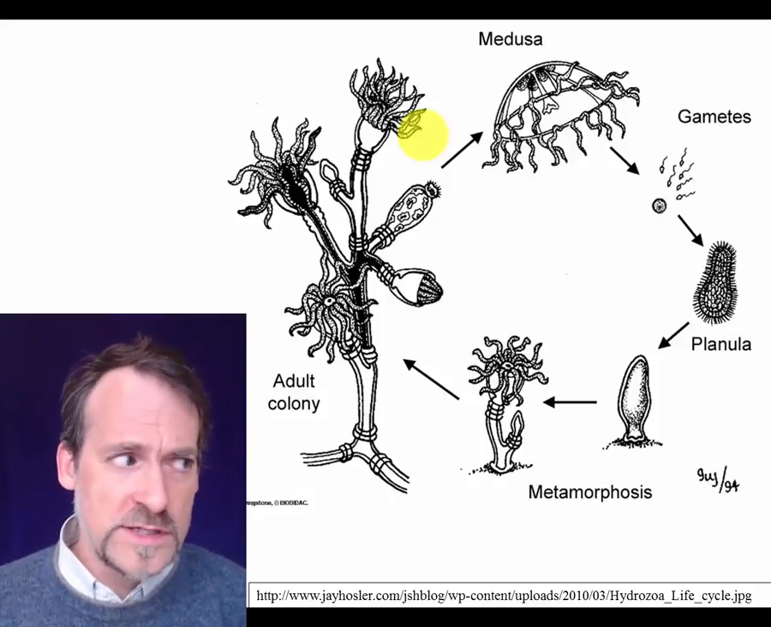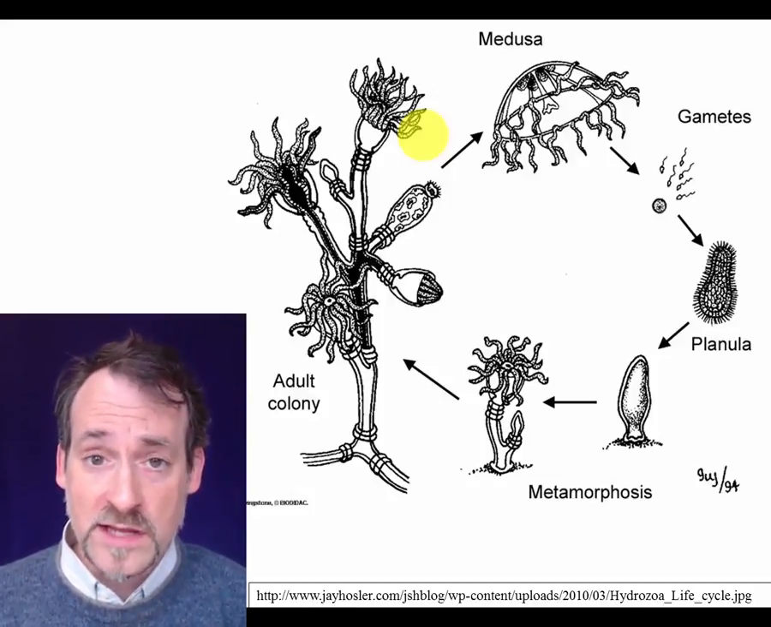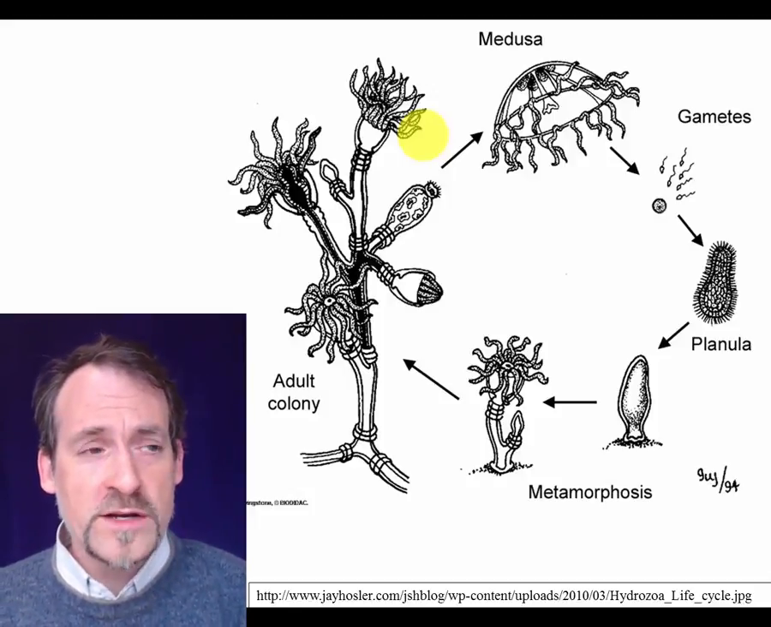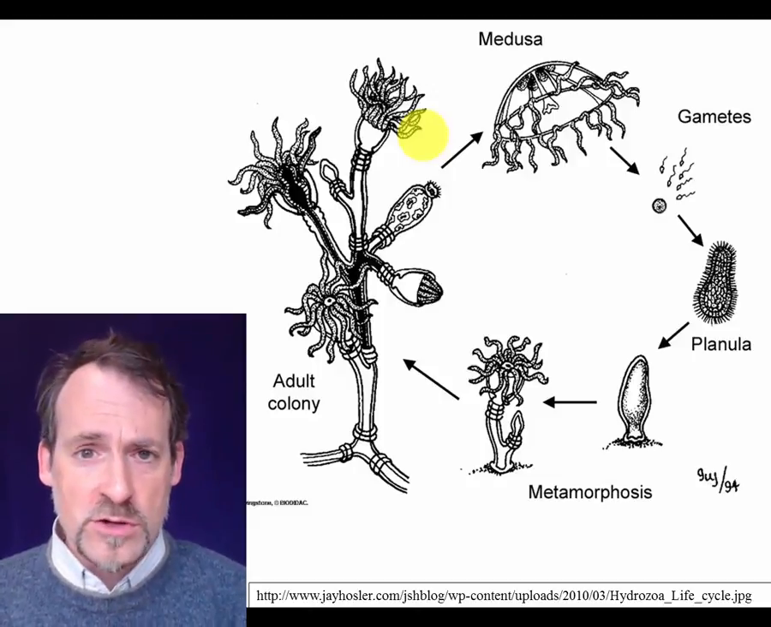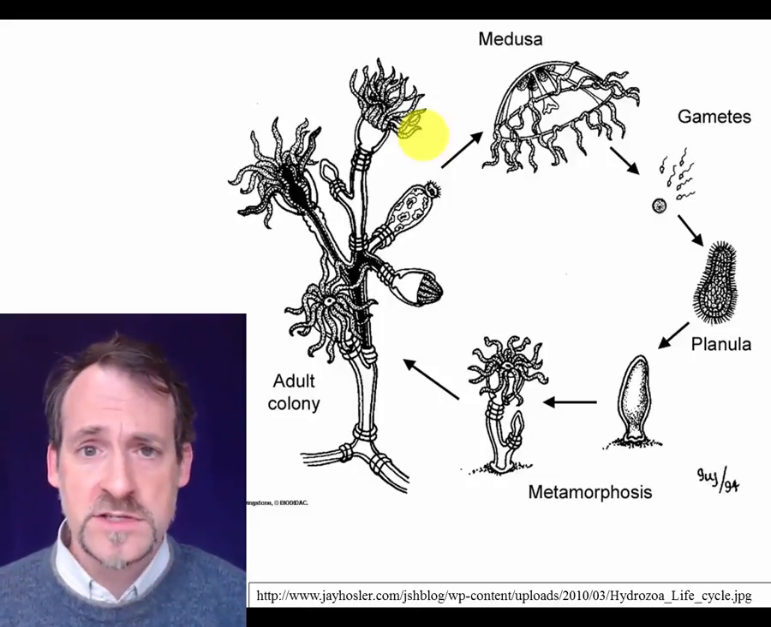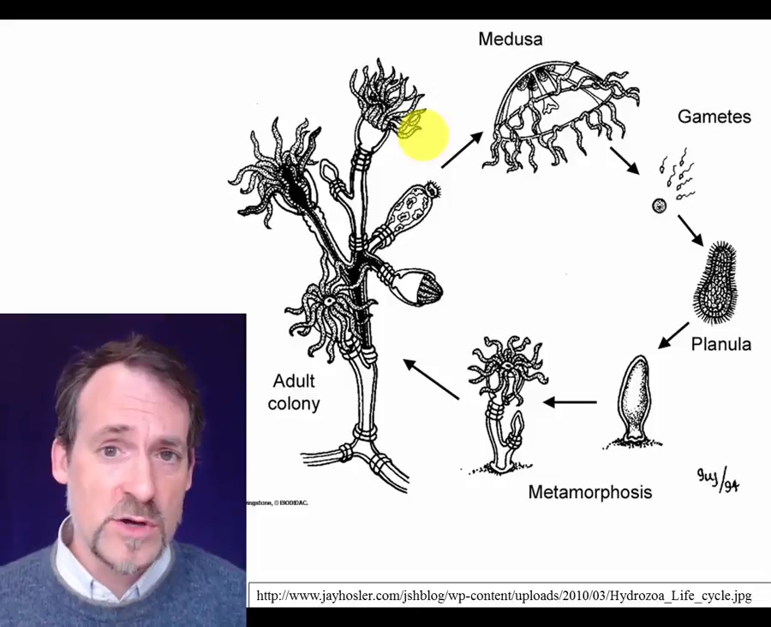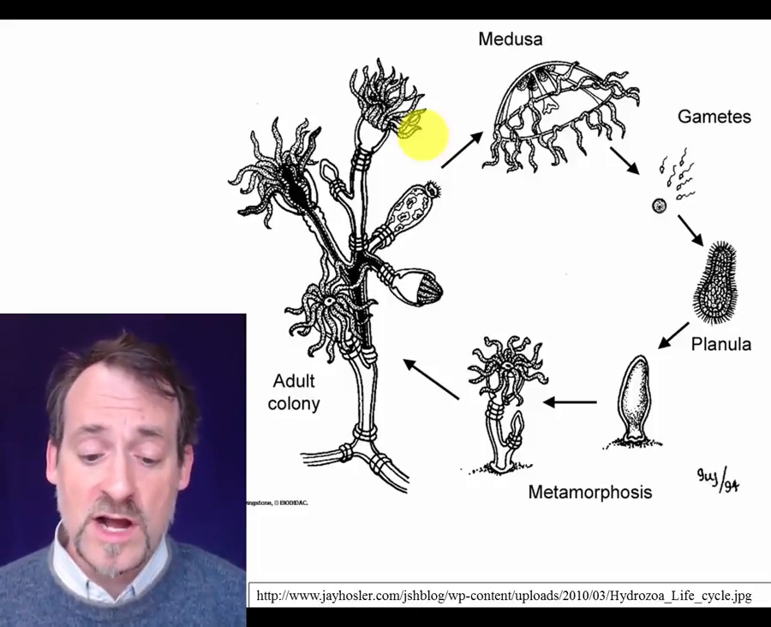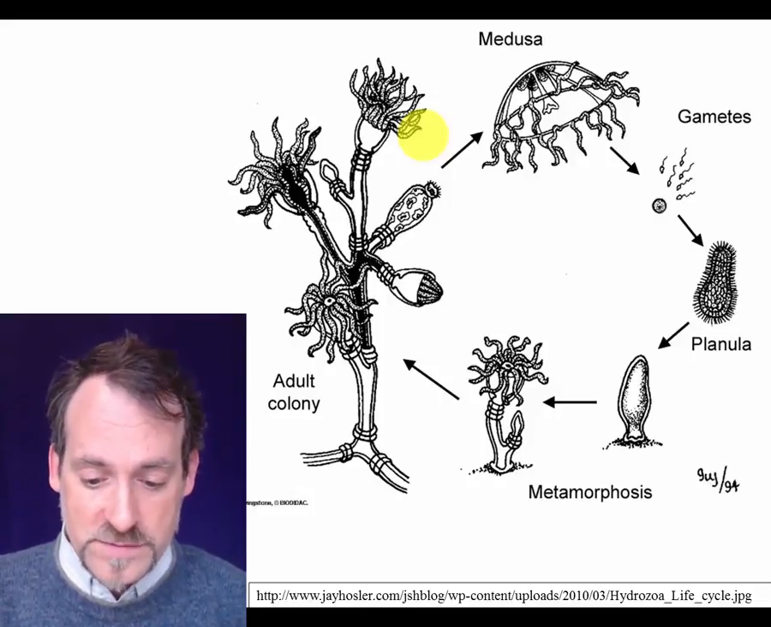Human beings have a really extraordinarily simple life cycle. We start out looking quite different than we do as adults, but it's just sort of one life stage that grows and changes a little bit as it grows, but largely stays looking the same all the way to adulthood. Many other organisms have much more complicated life cycles.